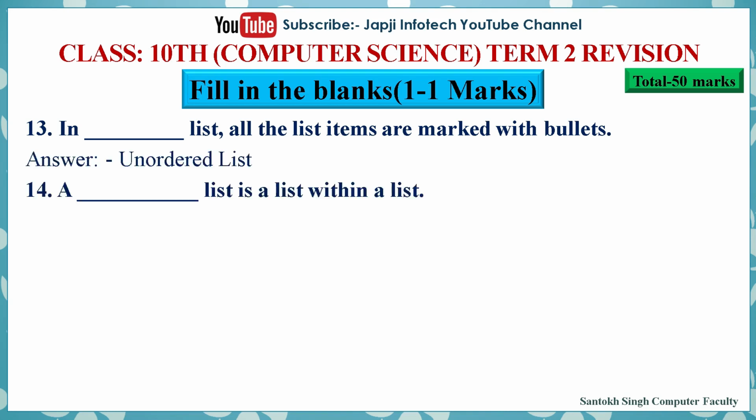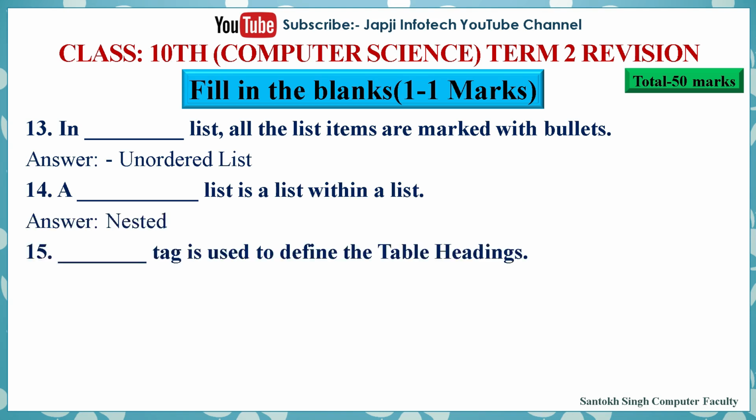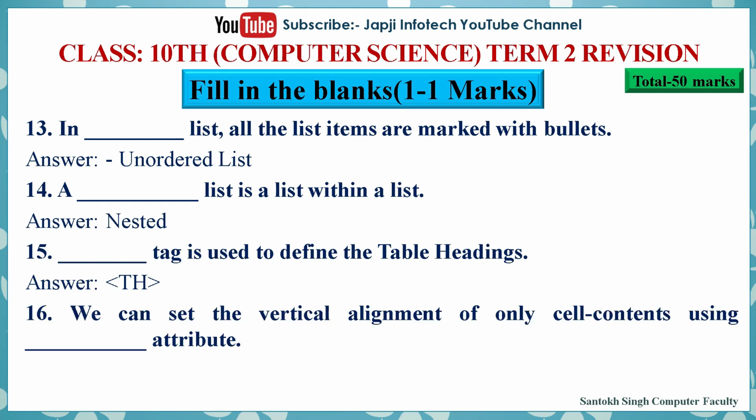14th one is a dash list is a list within a list. And the right answer is nested list. And 15th one is dash tag is used to define the table heading. And the right answer is TH tag. 16th one is we can set the vertical alignment of only cell content using dash attribute. And the right answer is VAlign attribute.